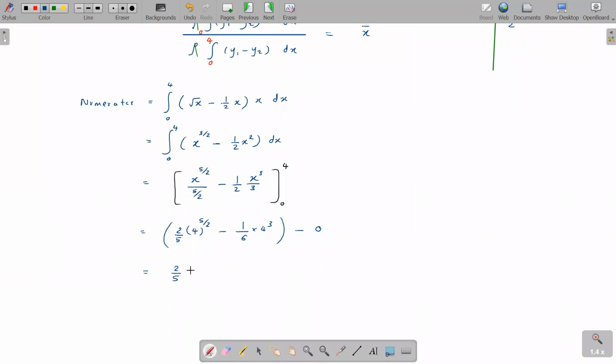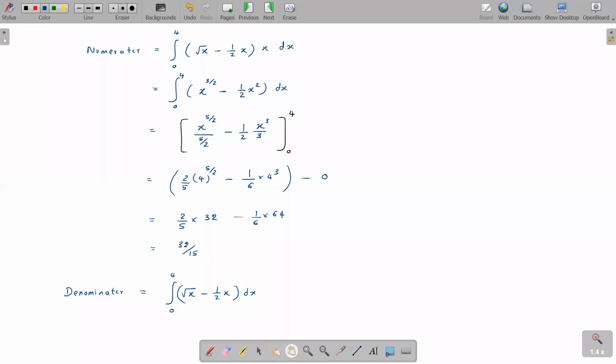This is 2 over 5, 4 to the power 5 over 2. So it's 2 to the power 5, right? So 32. 4 to the power 3, that's 64, right? So what's the final value? All right, this is 32 over 15. You can easily get that in the calculator.